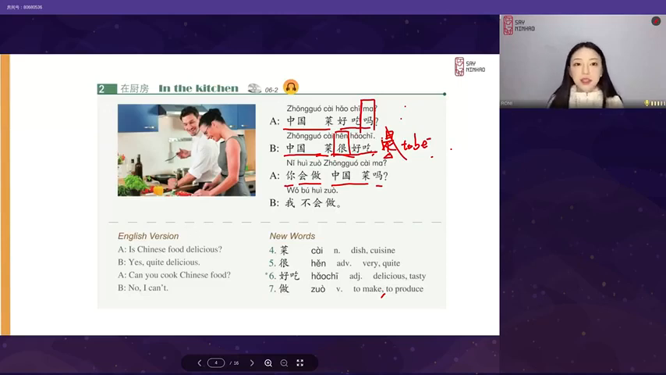Okay, next sentence. 你会做中国菜吗? 会 here appeared again, which means can, be able to do something, okay? 会做 means can cook. So can you cook Chinese dish? Can you cook Chinese food? Okay, 你会做中国菜吗? A question. The answer is 我不会做. I cannot cook.